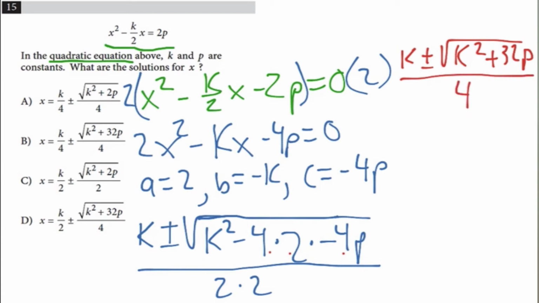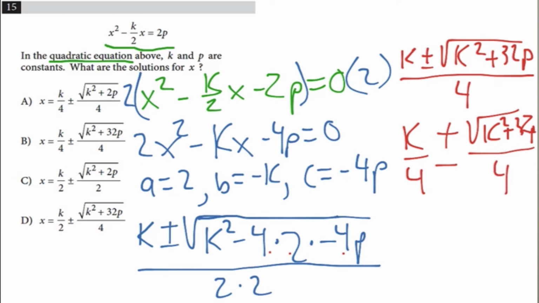And we're pretty much done. All we need to do is put each term over 4. So this is k over 4 plus or minus the square root of k squared plus 32p, over 4. And that's answer choice B. That's the right answer.